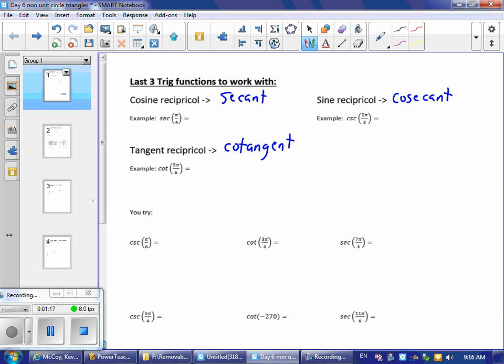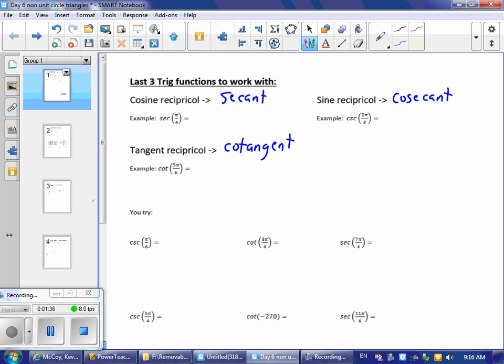All right, so what does that mean? Well, cosine is the reciprocal of secant. So what that means is, if I want to find the secant of a certain angle, and I know the cosine of that angle, I can simply take the cosine value and flip it over, and that's the secant value.